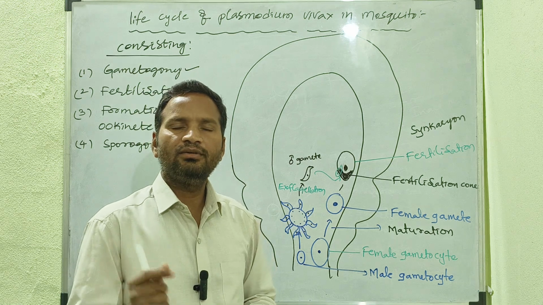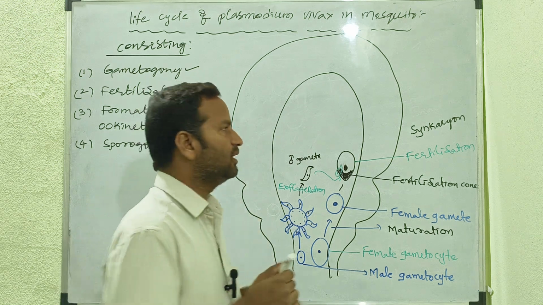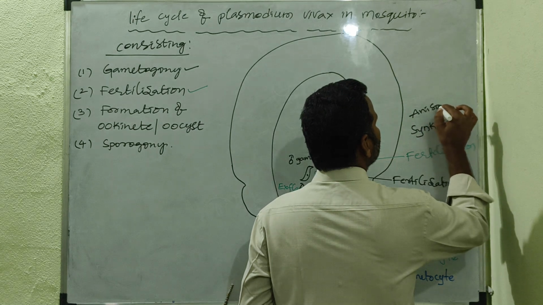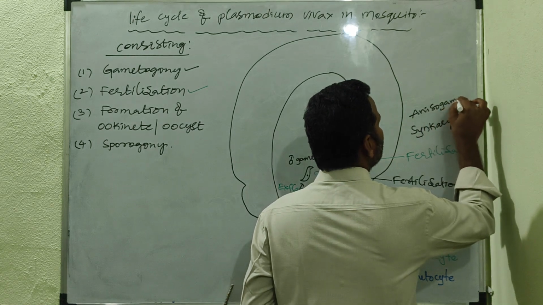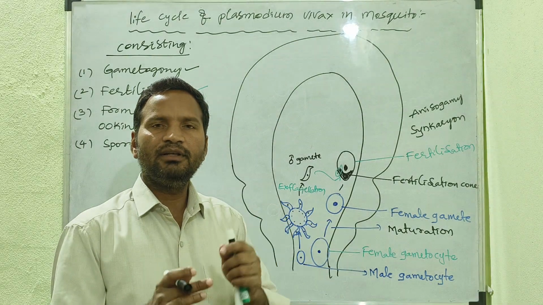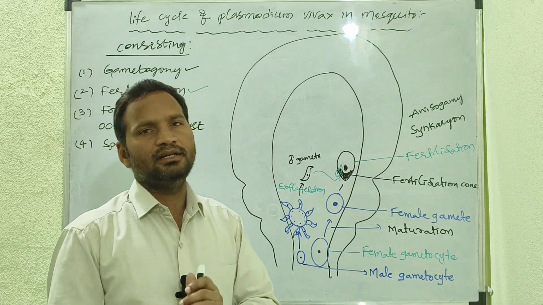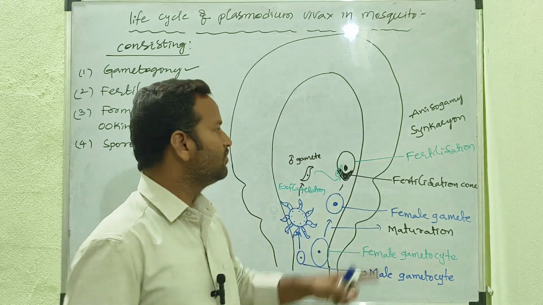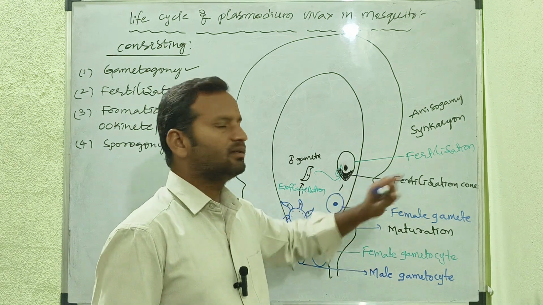Then the male and female gametes are dissimilar in size. So, these are called what? Anisogamy. Anisogamy means the male and female gametes are dissimilar in size. So this is called anisogamy. Got it? This is the fertilization.